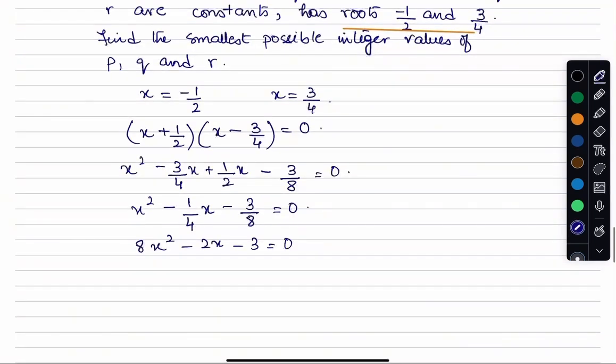Solving it further, I can say that the equation is going to be x squared minus 1 by 4 x minus 3 by 8, which equals 0. And taking the LCM, it's 8x squared minus 2x minus 3, which equals 0.